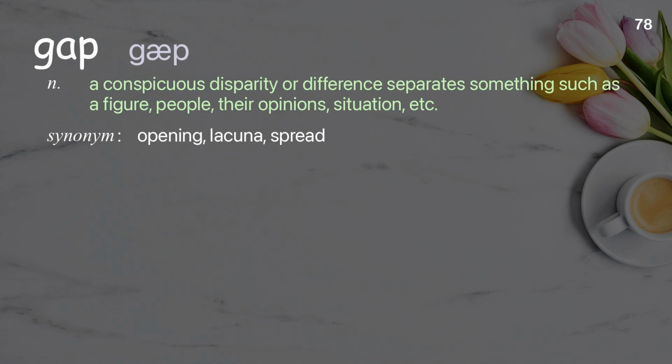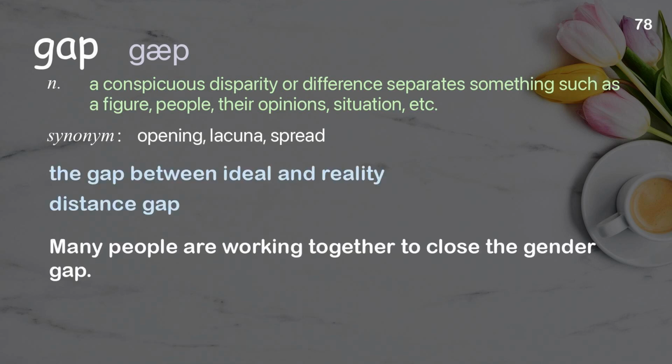Gap: A conspicuous disparity or difference separates something such as a figure, people, their opinions, situation, etc. Examples: The gap between ideal and reality. Distance gap. Many people are working together to close the gender gap.